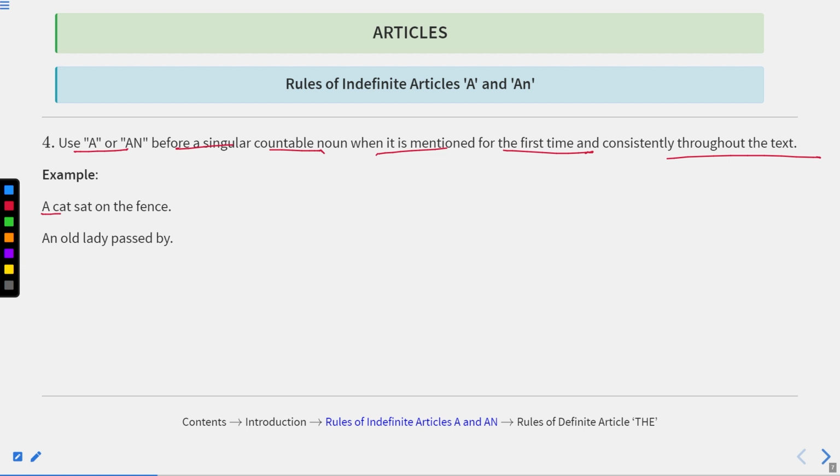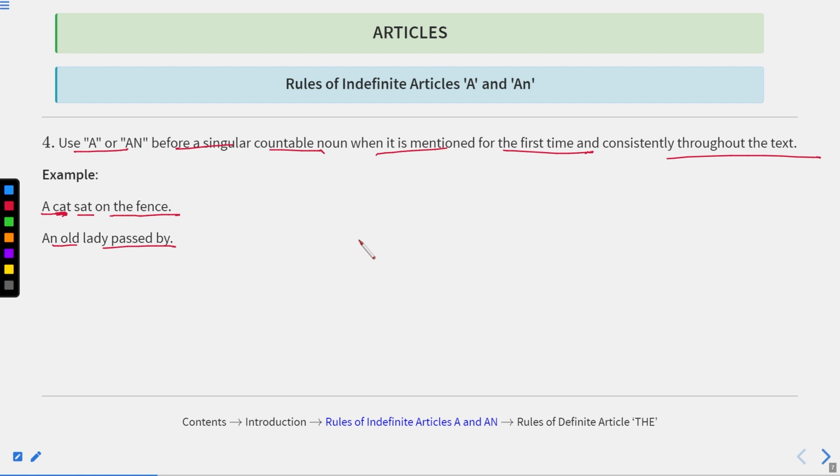For example, a cat sat on the fence. Okay, so we are talking about a singular countable noun, that is cat, which can be any. We are describing a cat, that there is a cat over there. That is not a particular cat, but we are describing a noun which is sitting over there on the fence, so we can use A before it.